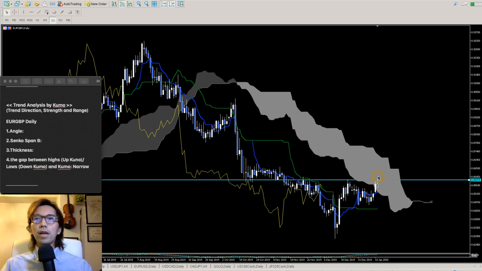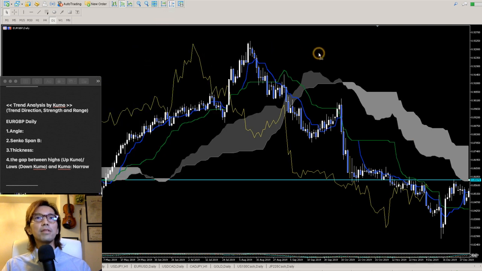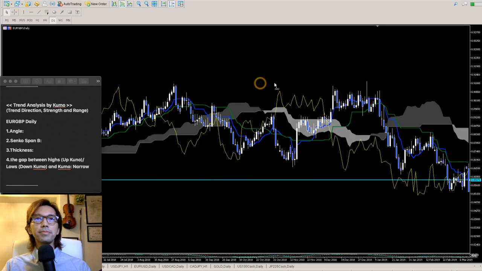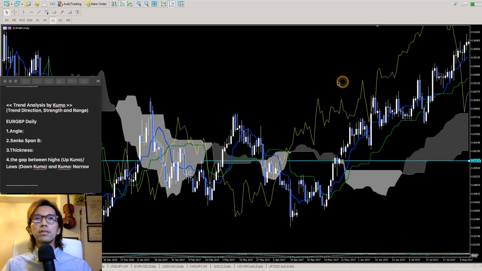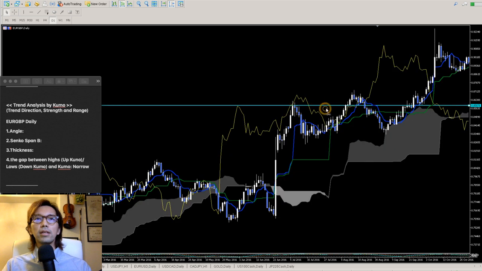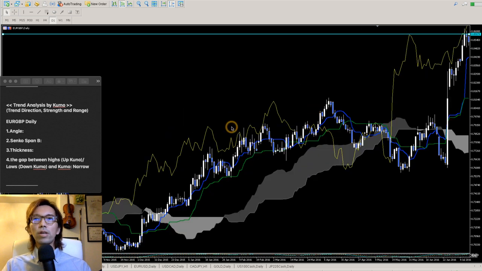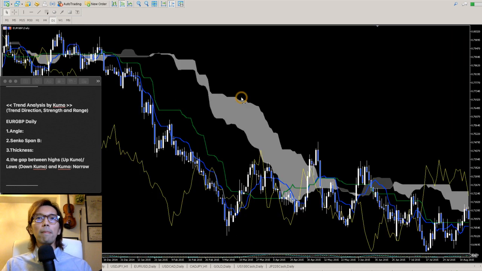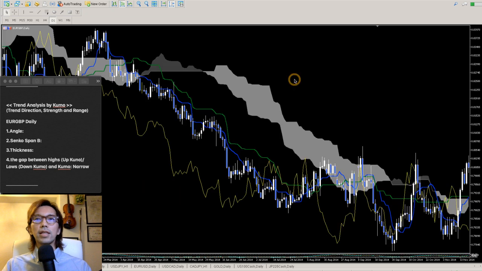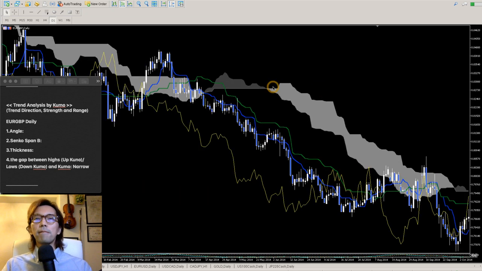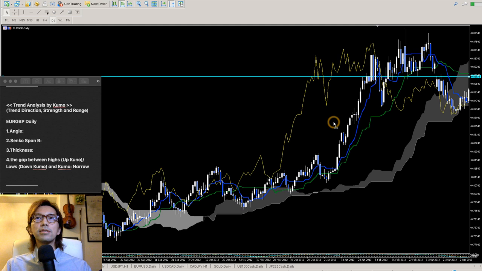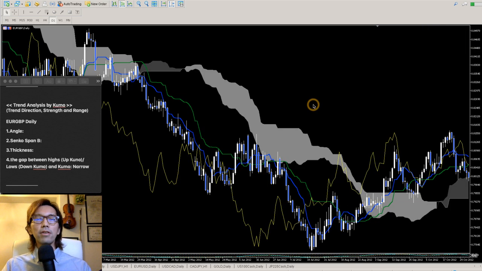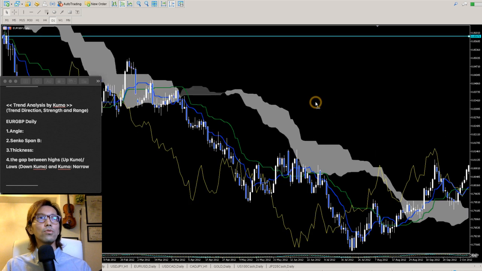Yeah. So, however, let's say the Kumo is sloping down. Hold on. Let me check some other good examples. So yeah, when Kumo is in the angle and the candle gets inside the Kumo, that would be a possible support or resistance. So yeah, just by looking at this chart, it doesn't really work like that. Yeah, it's not really the case on this daily chart. And yeah, plus depending on the currency pair, whether the Kumo works or not will change.